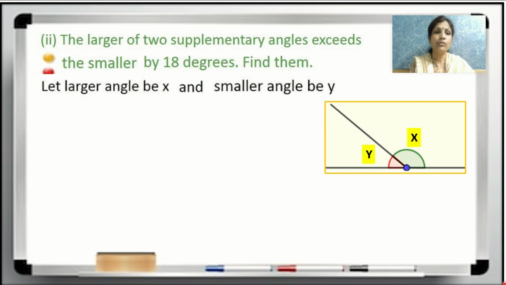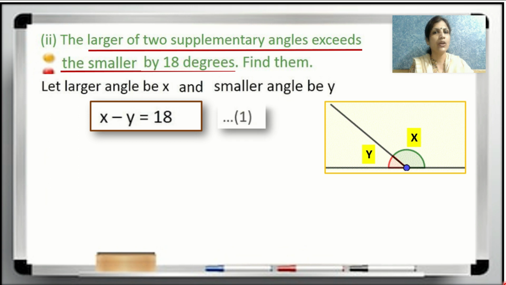Now according to the condition, the larger of the two supplementary angles exceeds the smaller by 18. In simple language, it is given that the greater angle is more than the smaller angle by 18. So I can write it like this: x, the larger angle, is equal to your smaller angle, that is y, plus 18. Or I can put it in this manner, x minus y is equal to 18, and this we'll consider as equation 1.